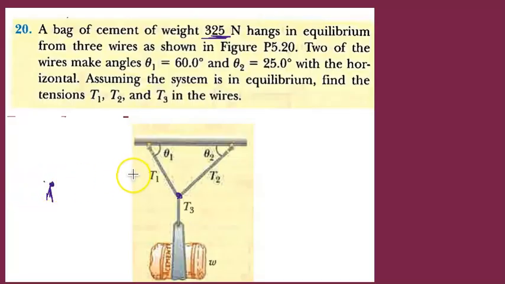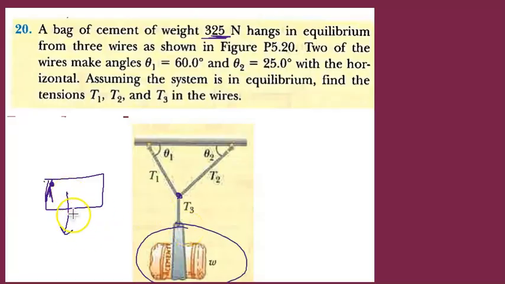Okay. This one, I'm just going to talk you through it. This is a little bit tricky because if you look at this bag of cement, that weight is actually the weight of the cement. So if we just focus on the cement, then the weight of the cement is 325 newtons. If you just focus on the cement, the only rope touching the cement is T3. So since it's not moving, the T3 has to equal 325.